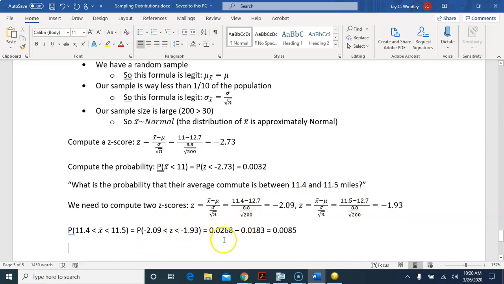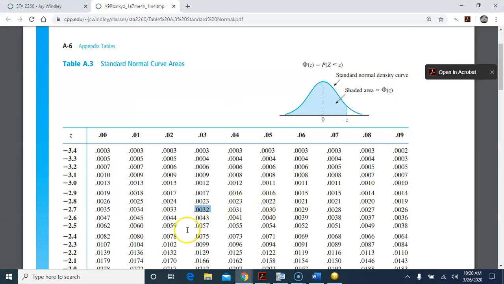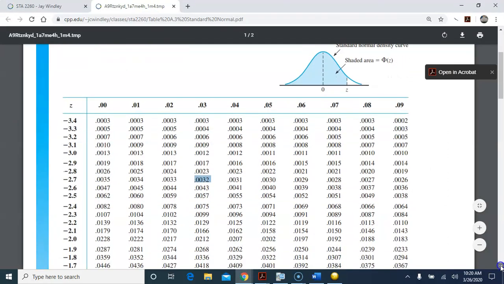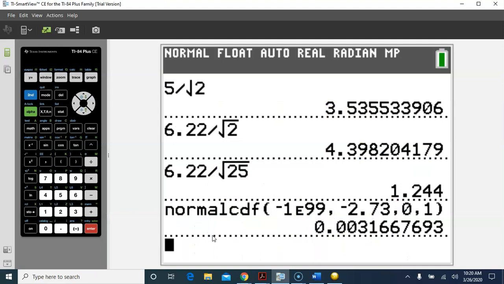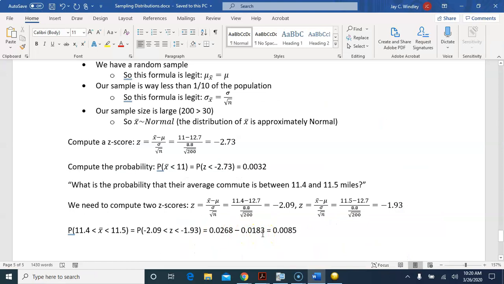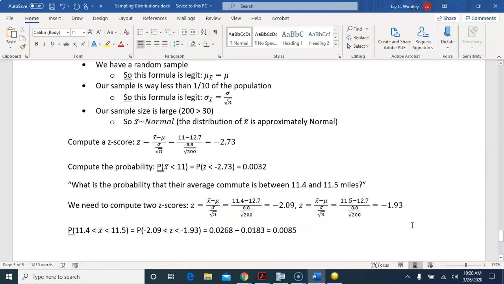So I look up those two z-scores on the table. For the negative 1.93, I gotta scroll down just a little bit. For the negative 1.93, we have this value right here from the table, 0.268. And then when we look up the z-score of negative 2.09, we get this value from the table. So that's 0.183. Subtract those two, and that's our probability.